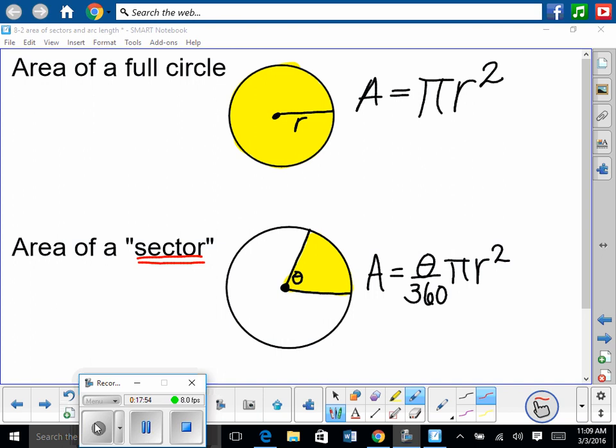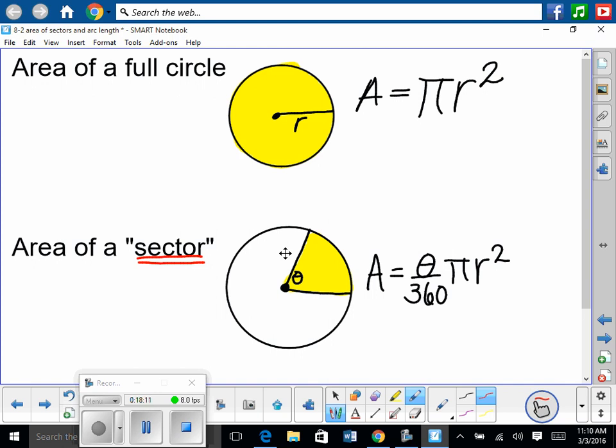Isn't that saying we're taking this amount divided by the full amount? So it's still times pi r squared, right? So now all we're doing is saying, okay, we know the area of a circle is pi r squared. But we don't want the full circle, so we've got to take the amount we want divided by the full amount and multiply that in.